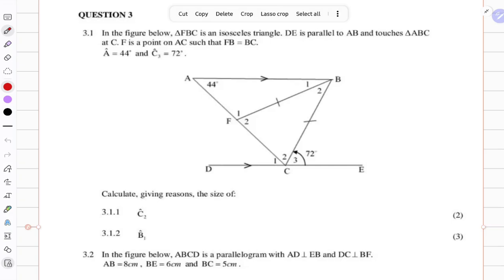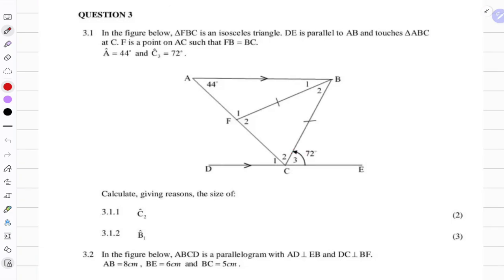On the sketch, you'll see that angle C2 is this angle here. It becomes possible to find C2 if we can find angle C1. Once we find angle C1, we can use the property of angles on a straight line adding up to 180 degrees. So let's see how we can find C1.